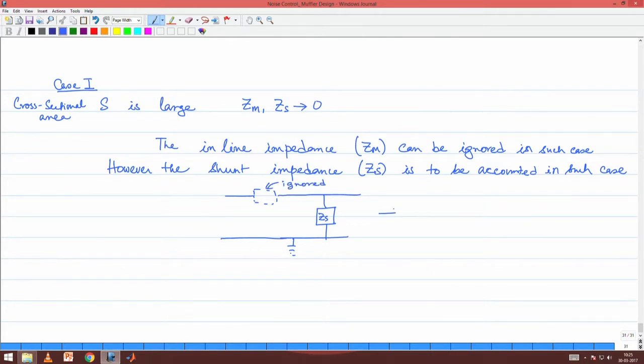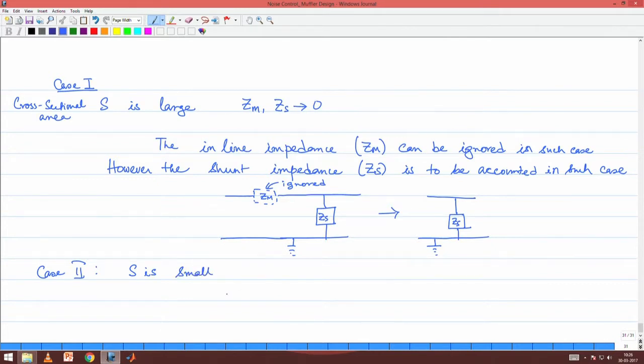which means that we could resolve it. So, this Zm block is ignored, leaving us with the equivalent circuit as this, which is only in the shunt position, right. That is case 1 when the cross sectional area is large. So, the other extreme, case 2, when S is small.